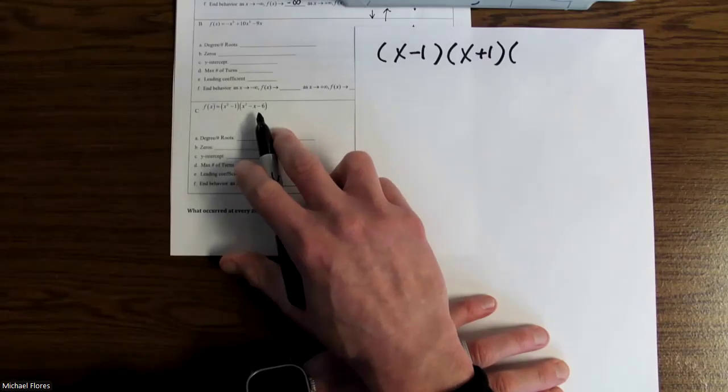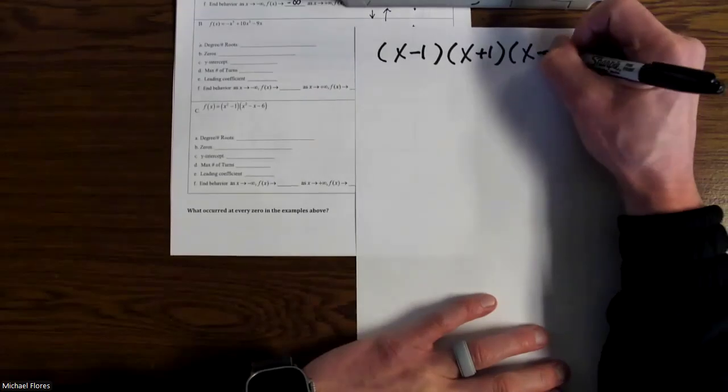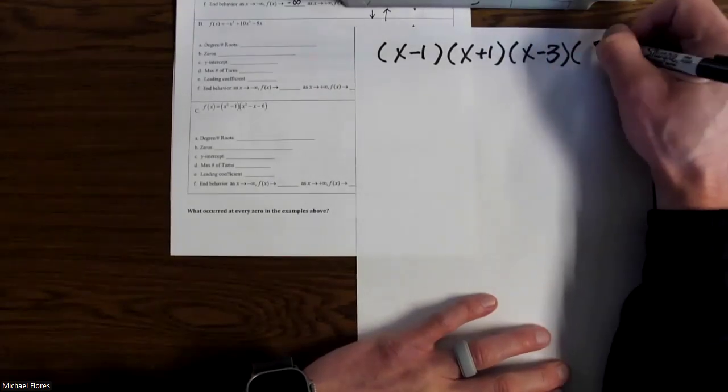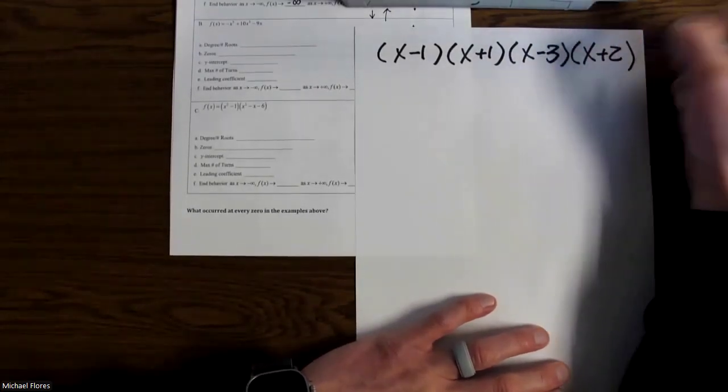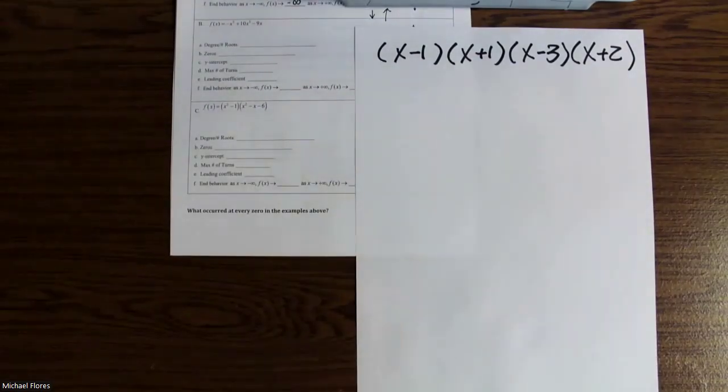Here, I'm going to do some quick factoring. This can also be factored, this trinomial. It would factor to x minus 3, x plus 2. See how many of those blanks you can fill in now. Don't worry about the graphing part. See if you can fill in everything else.